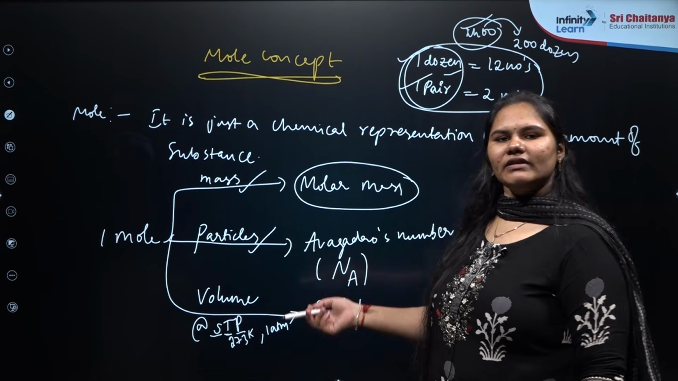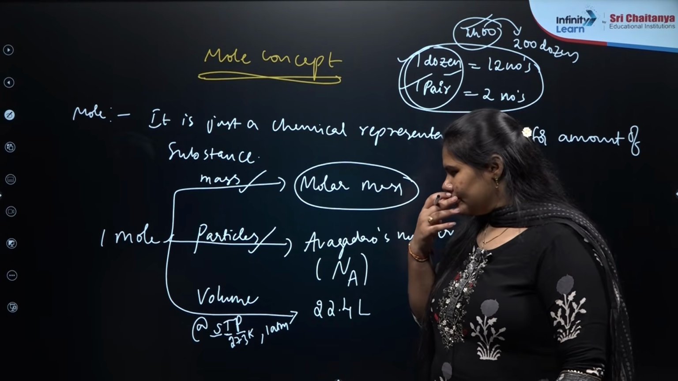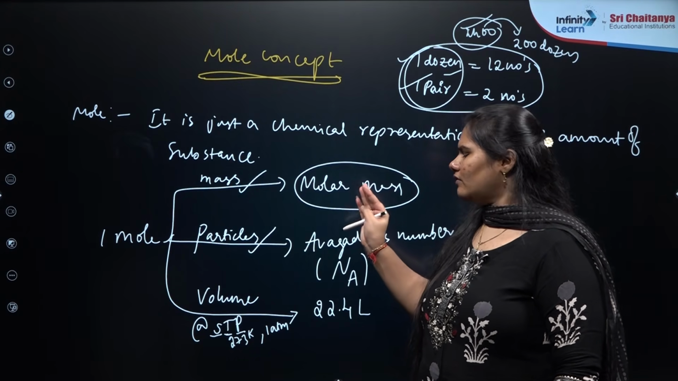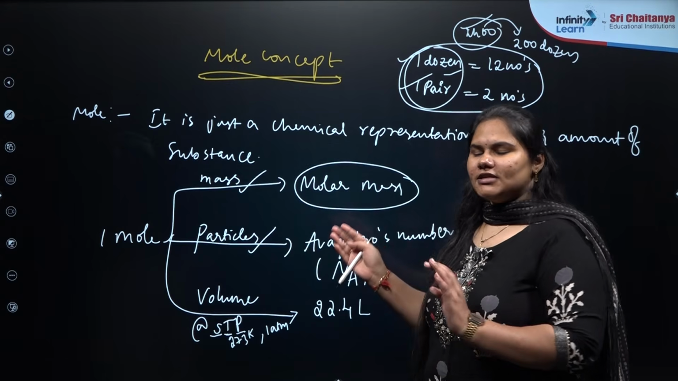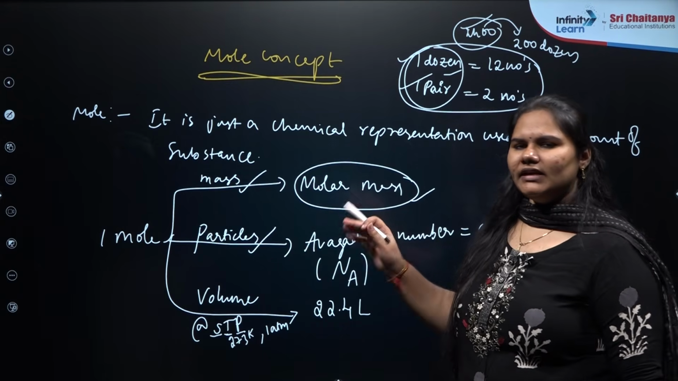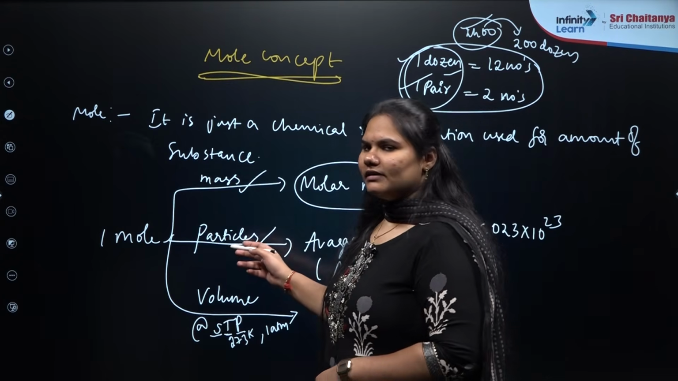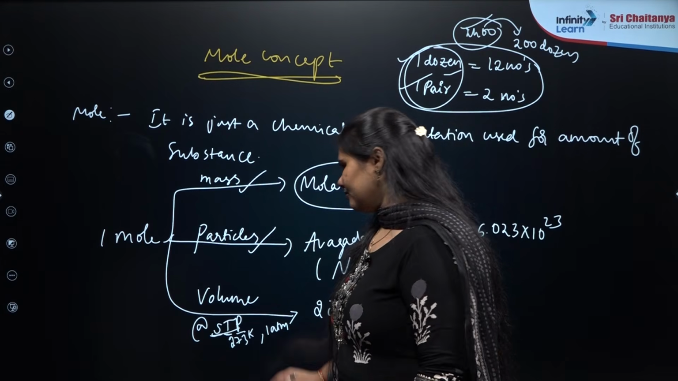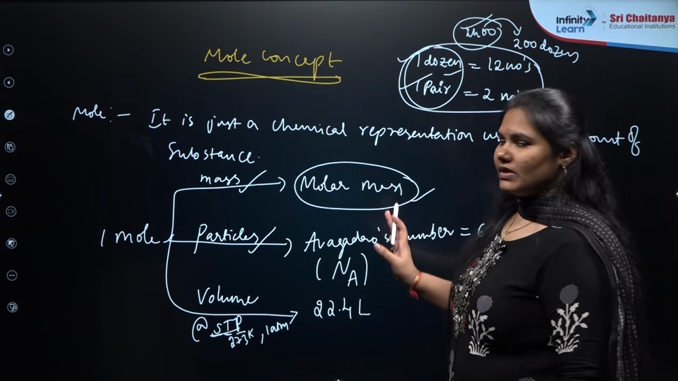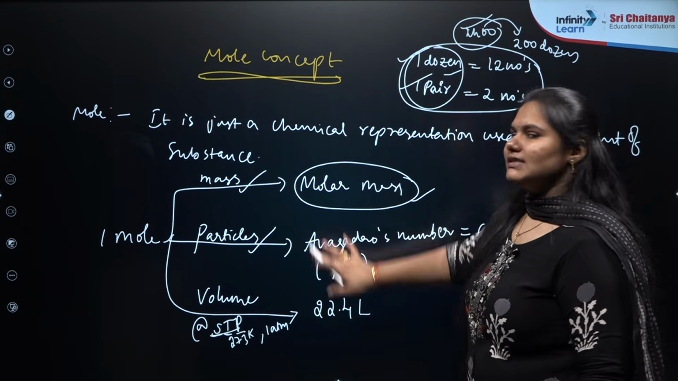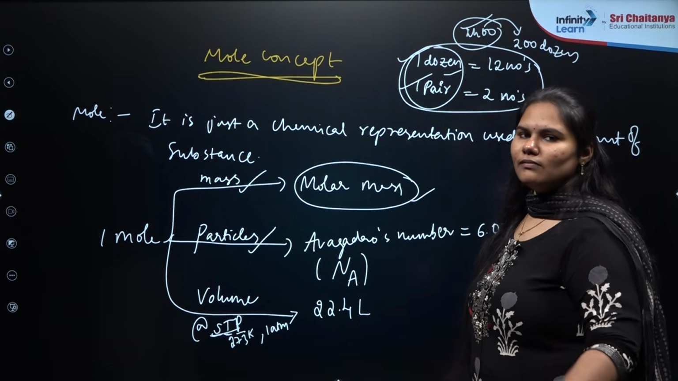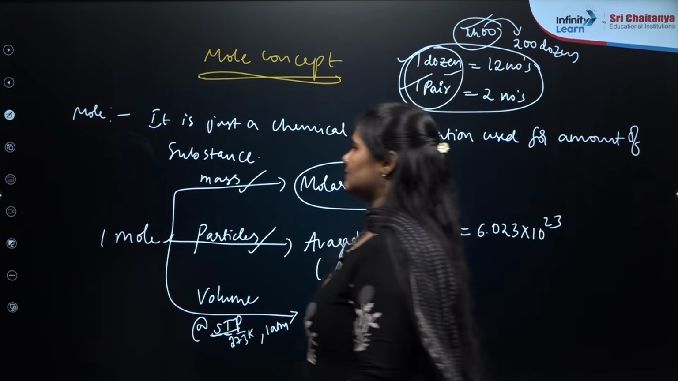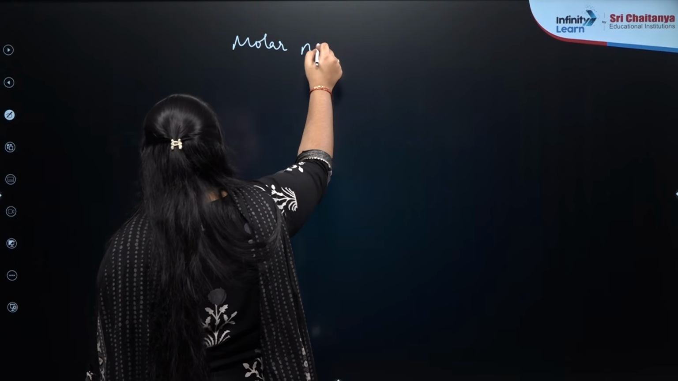This is given by Avogadro, which we will be learning later. So basically, the other two do not have any conditions. We can take 1 mole value of any substance in terms of mass as its molar mass at any temperature and any pressure. Similarly for particles, it is Avogadro's number at any condition, but volume should be mentioned at STP. Please take a note of this. This is very important because based on these three values only we will be discussing the whole mole concept. Now our focus should be on this molar mass. Is it clear? Yes. Let us see molar mass.